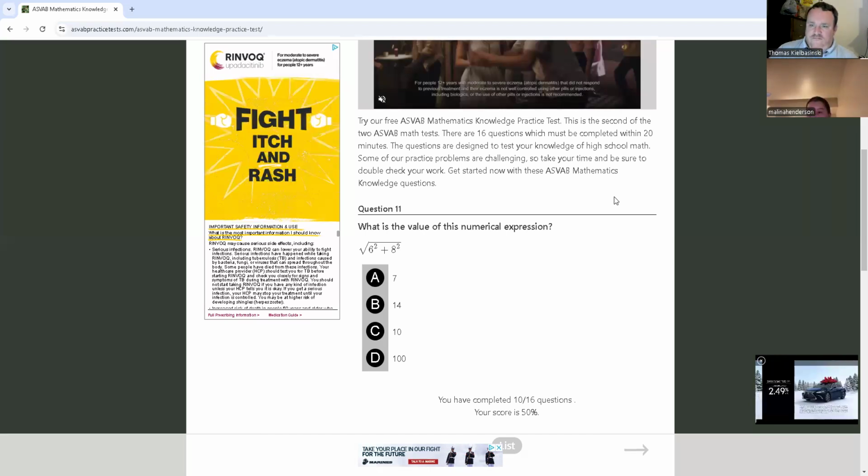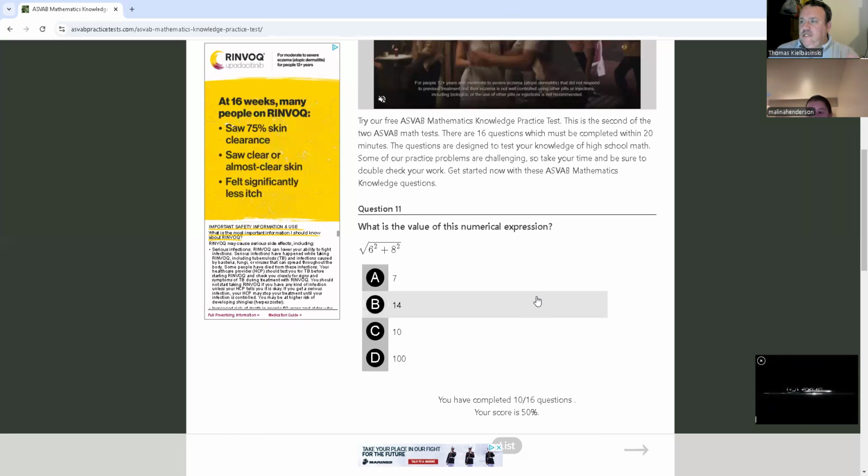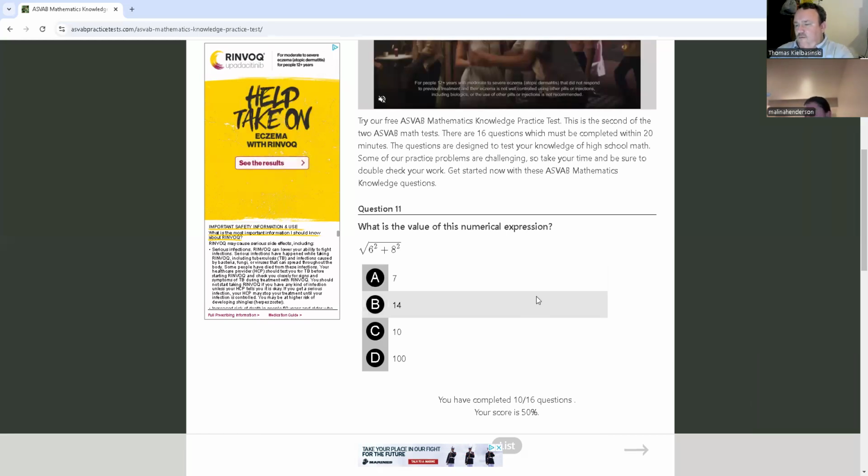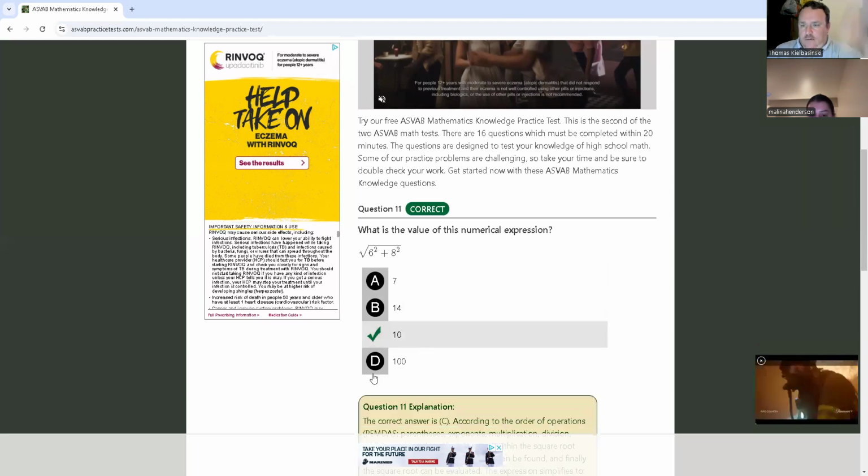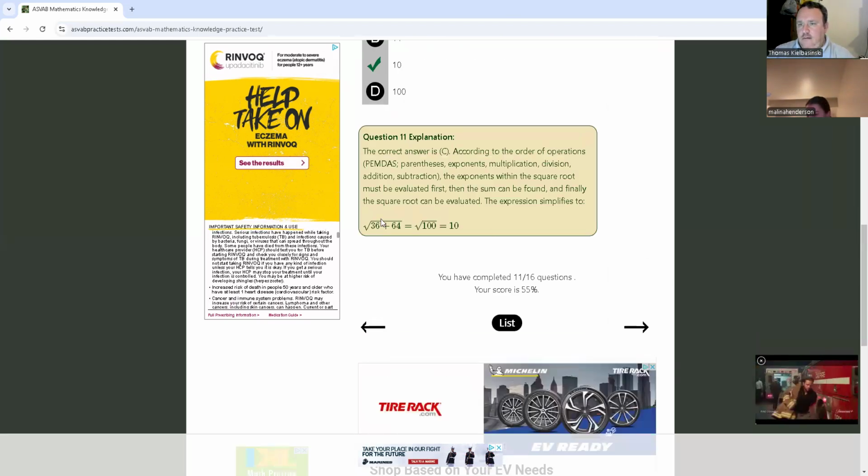Ten. C. There you go. So basically, you did 6 times 6, 36. 8 times 8, 64. It's 100. Square root of that is 10. You obviously got that right. There you go. And there you see it right there.